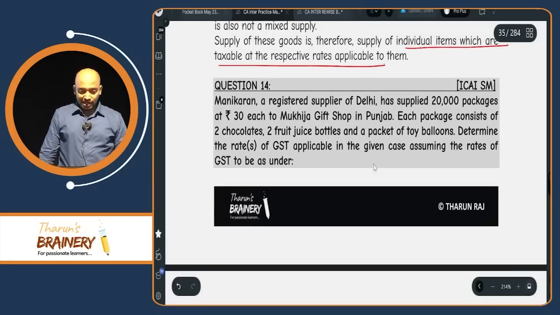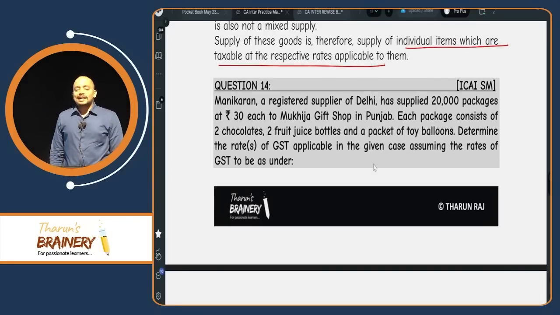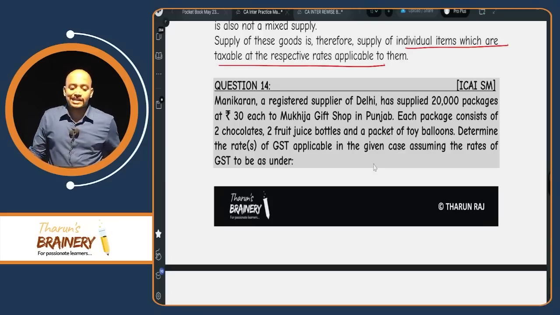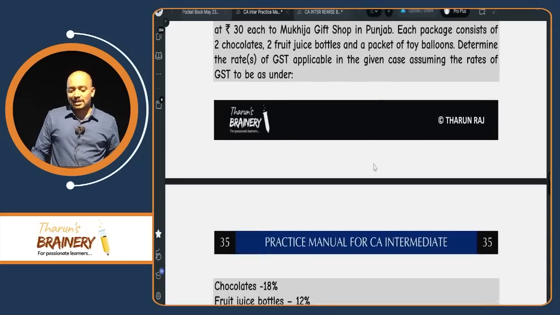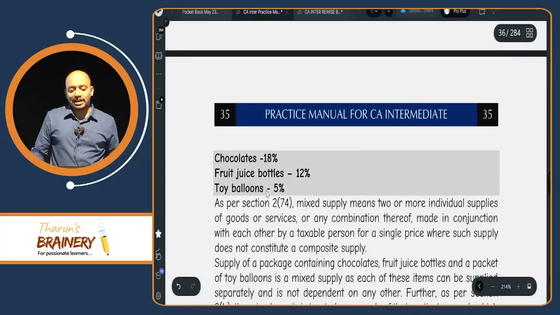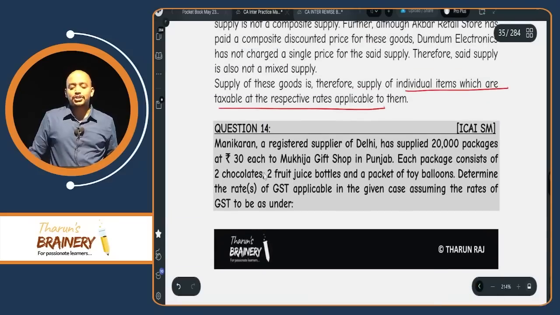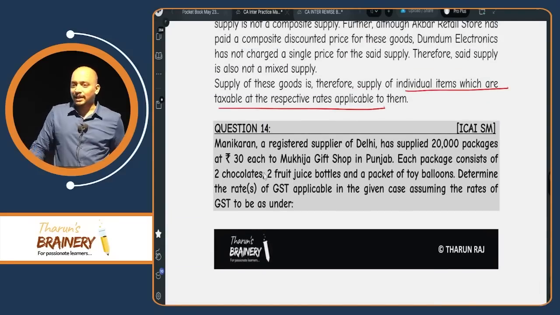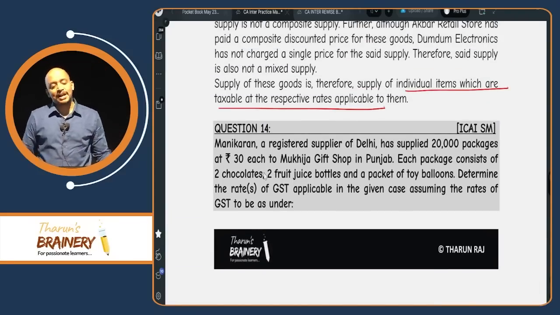Then question number 14. Manikaran, a registered supplier of Delhi, has supplied 20,000 packages of 30 rupees each to Mukija gift shop in Punjab. Each package consists of 2 chocolates, 2 fruit juice bottles and a packet of toy balloons. Determine the rate. GST rates given: chocolate 18%, fruit juice 12%, toy balloons 5%. All are taxable. Naturally bundled in the ordinary course of business? No, these are not naturally bundled. Is it for a single price or separate price?